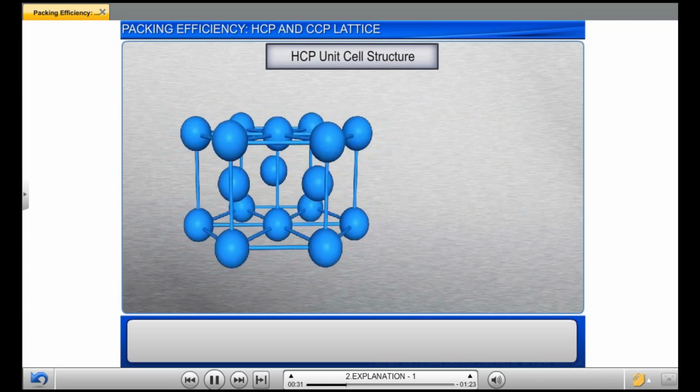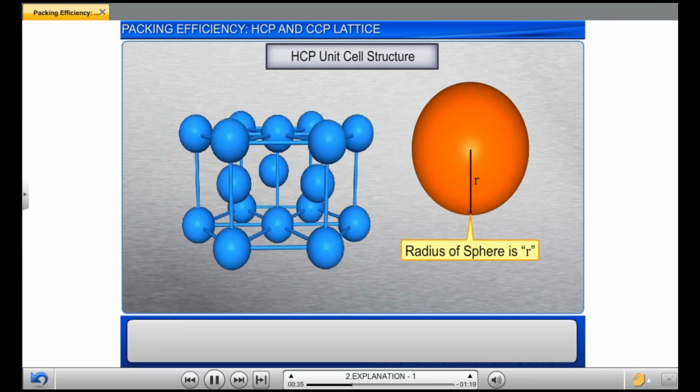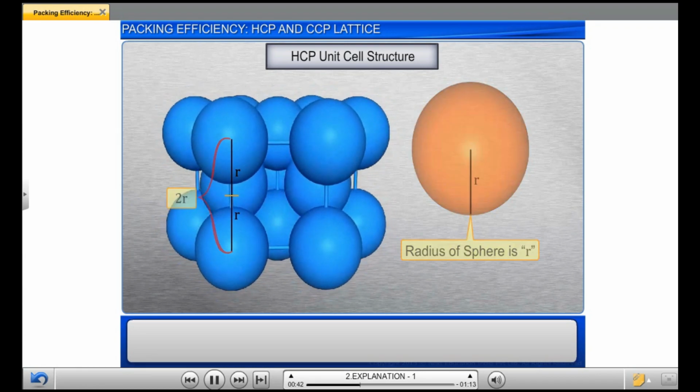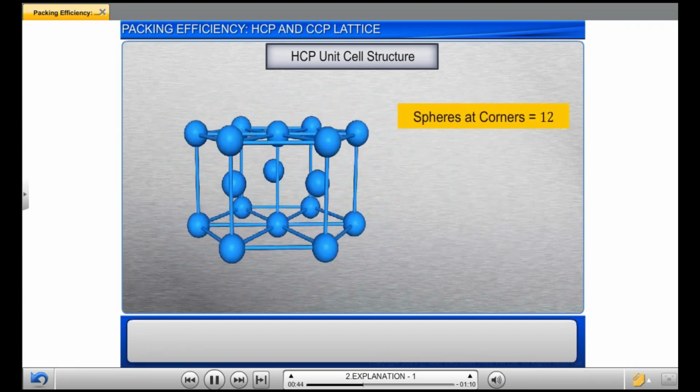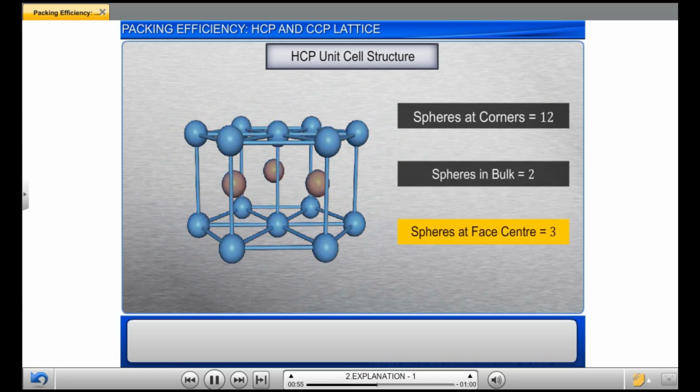Each unit cell has 17 spheres with radius r and edge length of unit cell 2r. Among these, 12 spheres are at the corners of 2 hexagons, 2 spheres at the center of the 2 faces, above and below, and the remaining 3 in the middle of the unit cell as shown here.